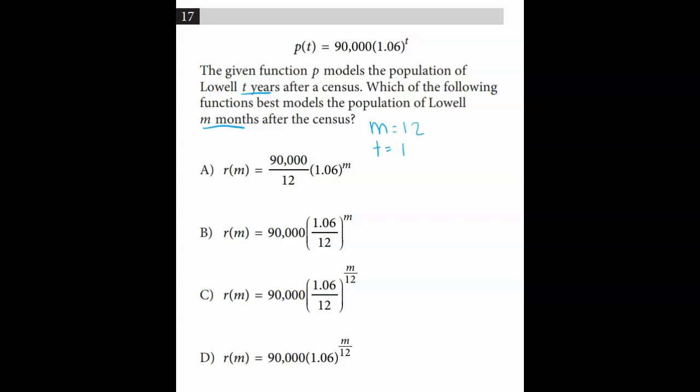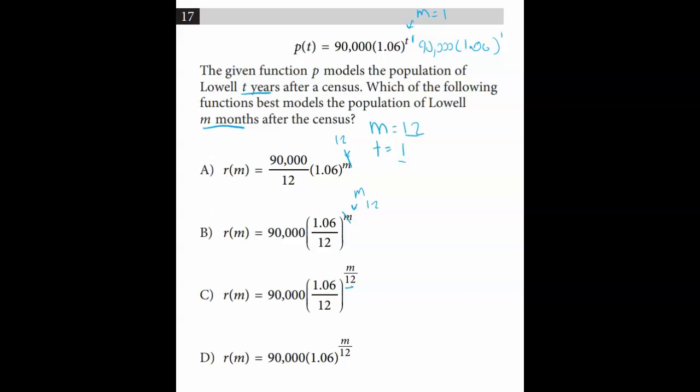So when we plug in 12 for m, we want it to be the same value as if we put 1 year for t. So for example, this at 1 year should equal 90,000 times 1.06 to the power of 1, which is just 1.06. And so we want it, so if I put an m there, it would equal 1. And so where can I do that? If I put m here for 12, does it equal 1? No. When I put m here for 12, does it equal 1? No, it still equals 12.